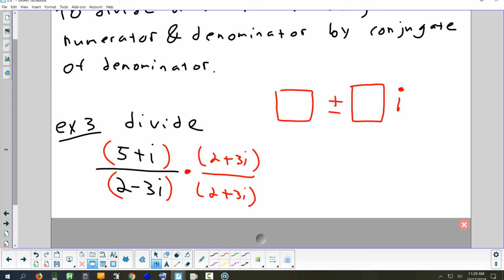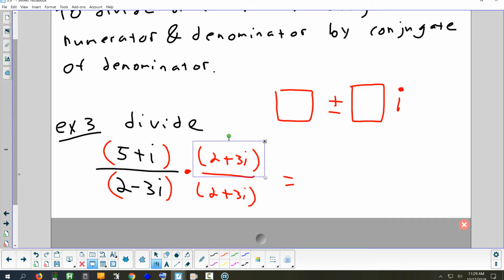Now, I already know the bottom is 13. I'm going to show you how I figured out the bottom is going to come out to the number 13. That was a trick I did in my head. But let's do the top first. And there's no shortcut for that. You just got to do it out.